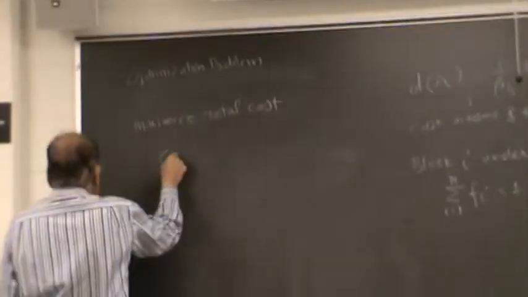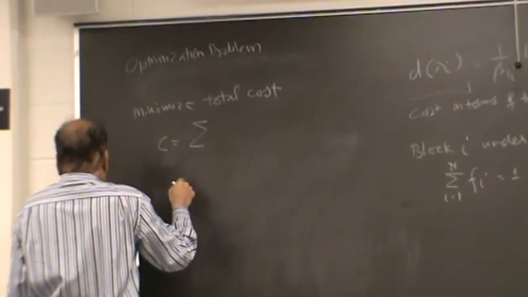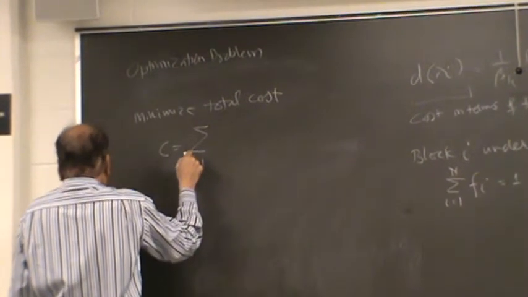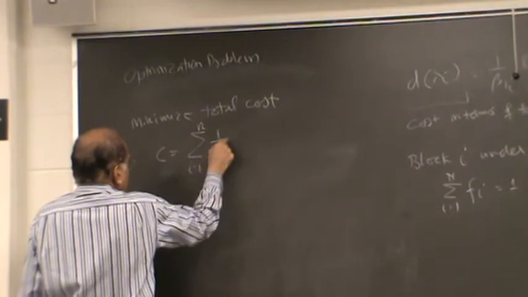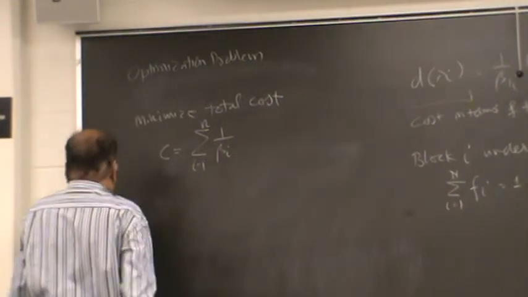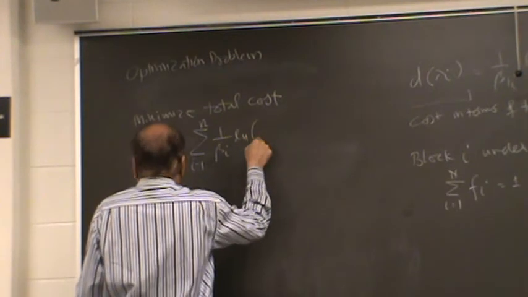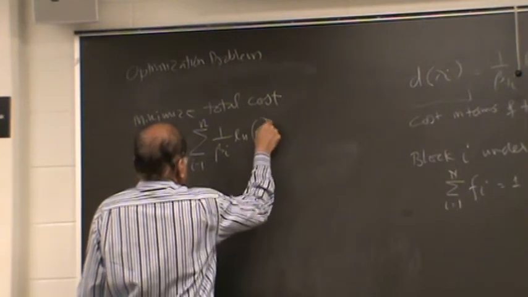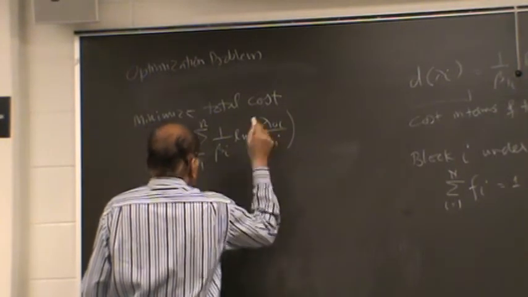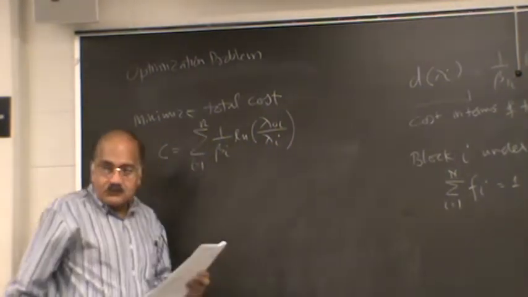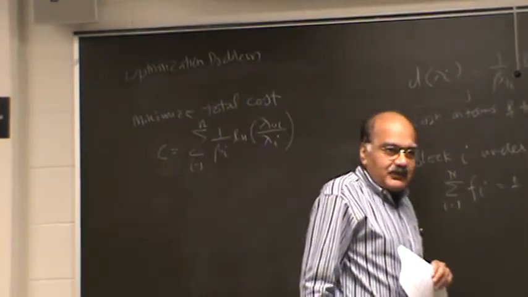And let us say the cost is given by C, which is equal to the summation of. Now you will notice that I'm considering only the testing cost, and I'm not considering the development cost. Does that look reasonable? What do you think? I'm not considering the development cost.